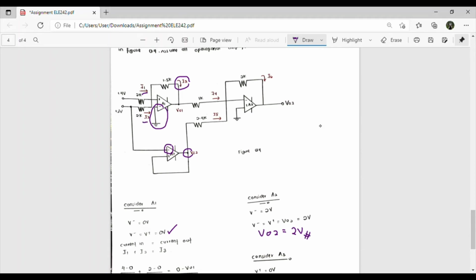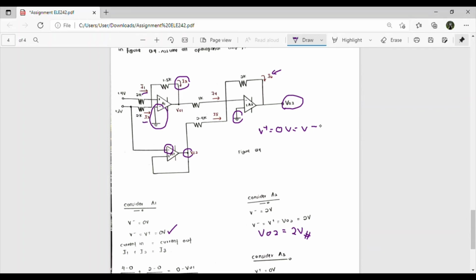Okay. Then after that, lastly we consider A3. For A3, same as when we consider A1, we see that the positive side is connected to ground, which means that V plus is equal to 0 volt. We know that V plus is equal to V minus, right? And I apply current in equal to current out in here to know the value of V node 3. So current in I4 plus I5 equal to current out. I6 is the current out.